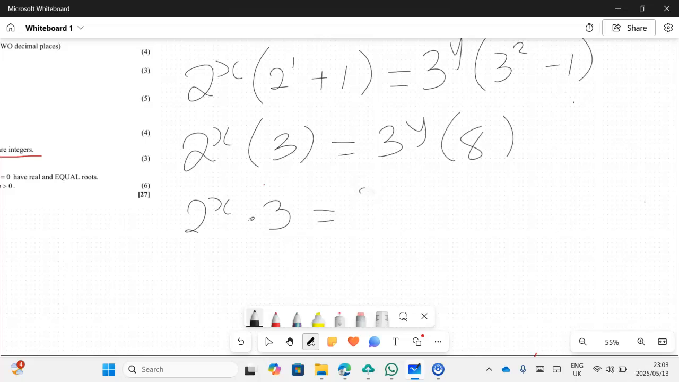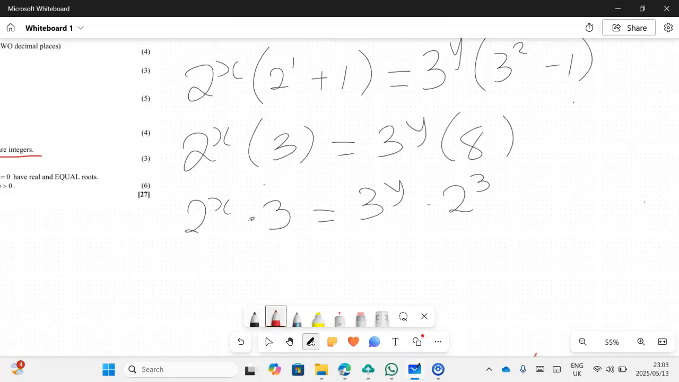And on the other side, we have 3^y, then this is 8. So if we write 8 as a product of its prime factors, it will just give us 2 to the power of 3, which is the same as 8. Now, using comparison, you see that we have a base of 2 this side, and also a base of 3. Even this side we have a base of 3 multiplied by the base of 2. So the bases are the same on both sides.